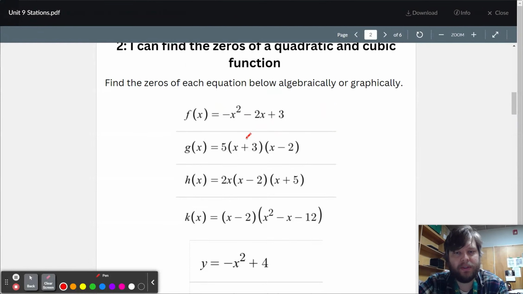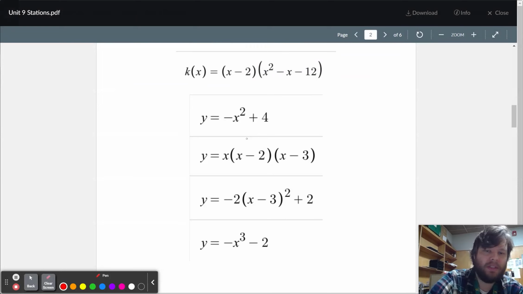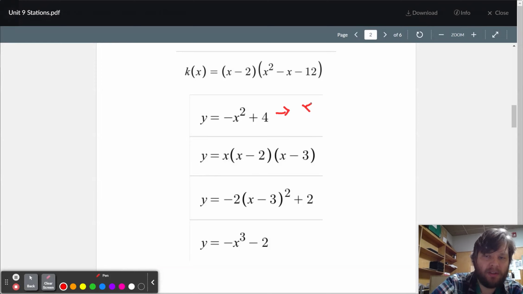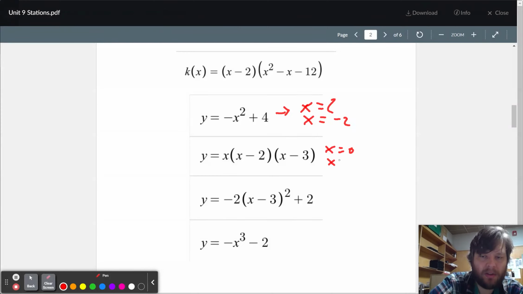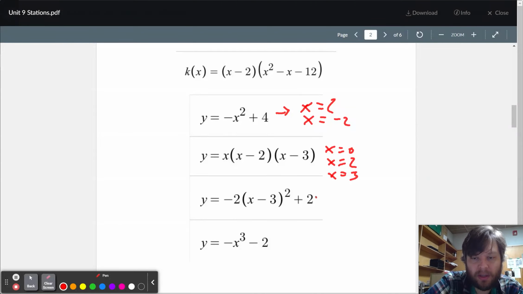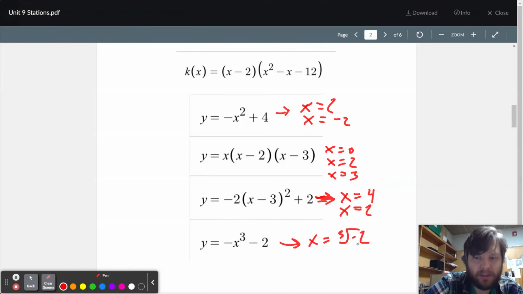Now, finding the zeros algebraically or graphically, we just did the graphs for these 4 ones here. So I know that these ones have x equals 2 and x equals negative 2. Here we had x equals 0, x equals 2, x equals 3. Here our graph was hitting the x-axis at x equals 4 and x equals 2. And this one, it's at x equals the cube root of negative 2.